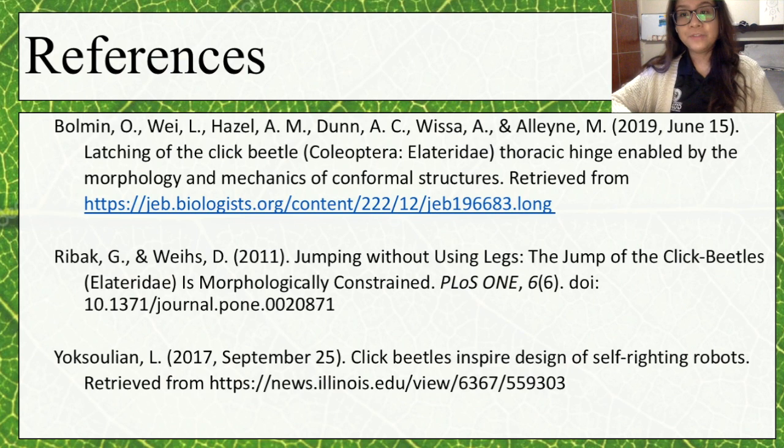And here are my references. Again, this is the paper where I gathered my inspiration for this project.